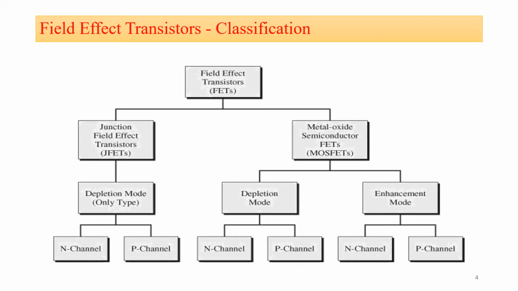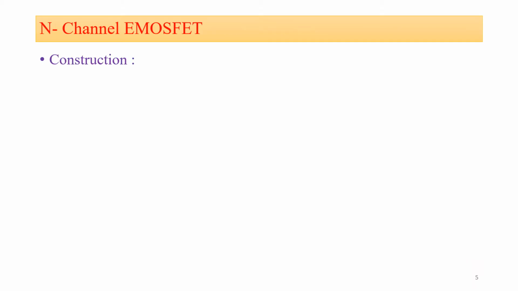But the metal oxide semiconductor field effect transistors, that is MOSFETs, are basically classified into two modes, that is first one is depletion mode and second one is enhancement mode. And for depletion mode as well as for enhancement mode, again these are divided into two types, that is N channel depletion mode or P channel depletion mode. Similarly, N channel enhancement mode or P channel enhancement mode.